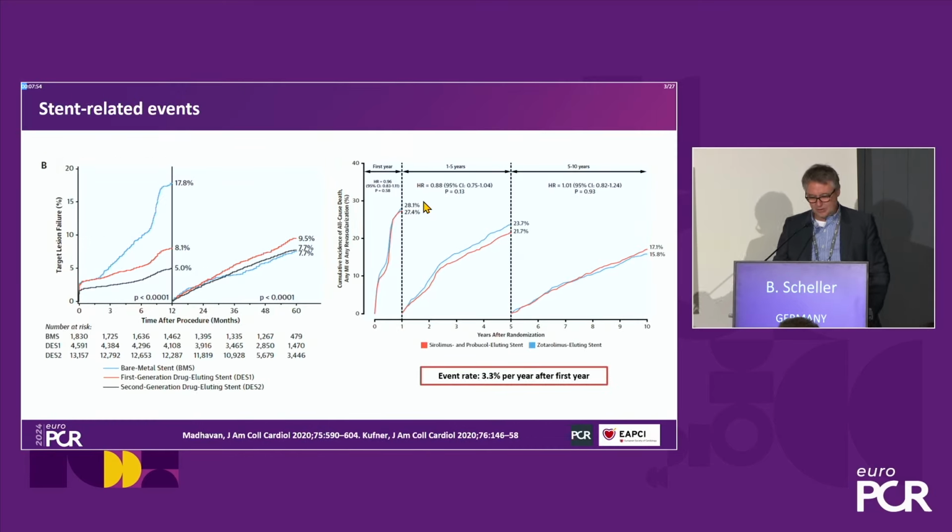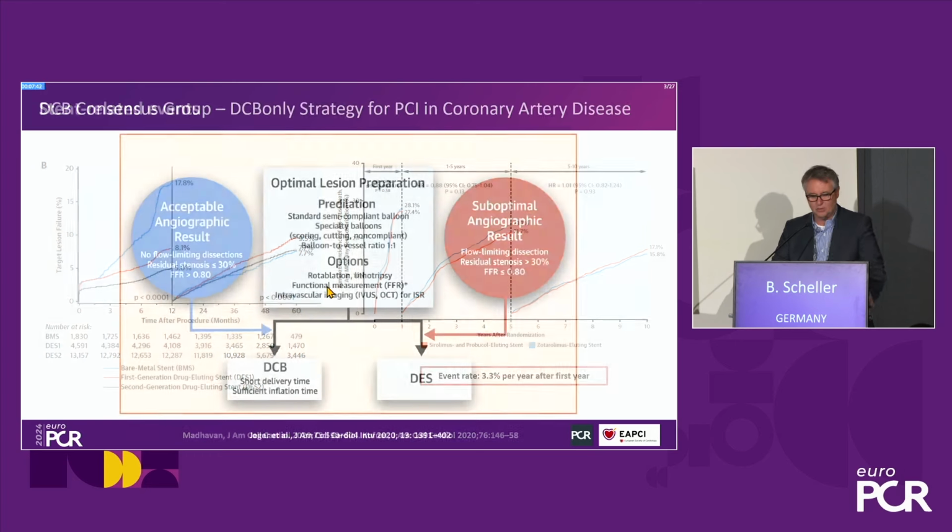These are my disclosures. Okay, why are we talking about DCB for de novo, despite the fact that it is not approved by the guidelines? Because we have a stent-based event rate of 2 to 3% per year, even with the modern generation, and so far as we know, this never stops.